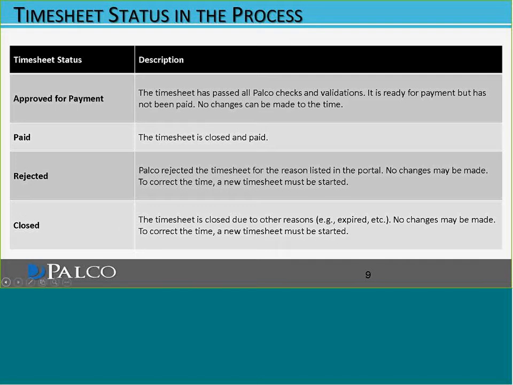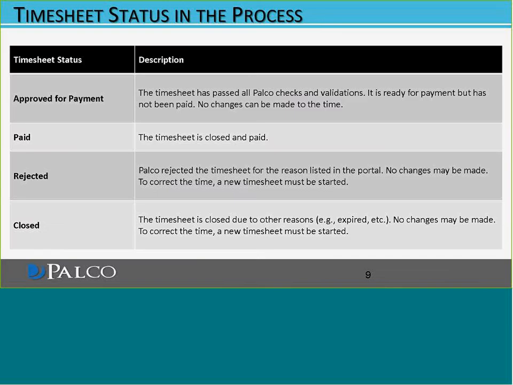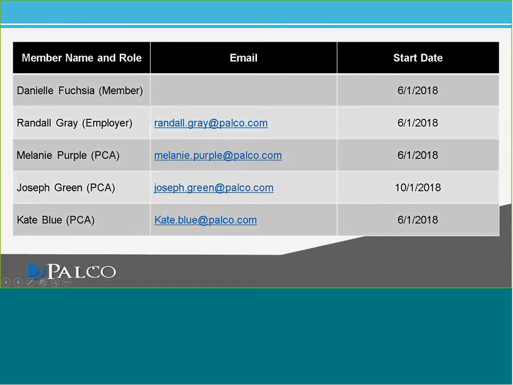Okay? All right. So now I want to show you our application. But first, I want to give you a case, a scenario here. So let's pretend this is our group of people, okay? Member name and role. So Daniel Fuchsia is the member, and they have a start date. The start date is really, really important. I think I already mentioned this to you.